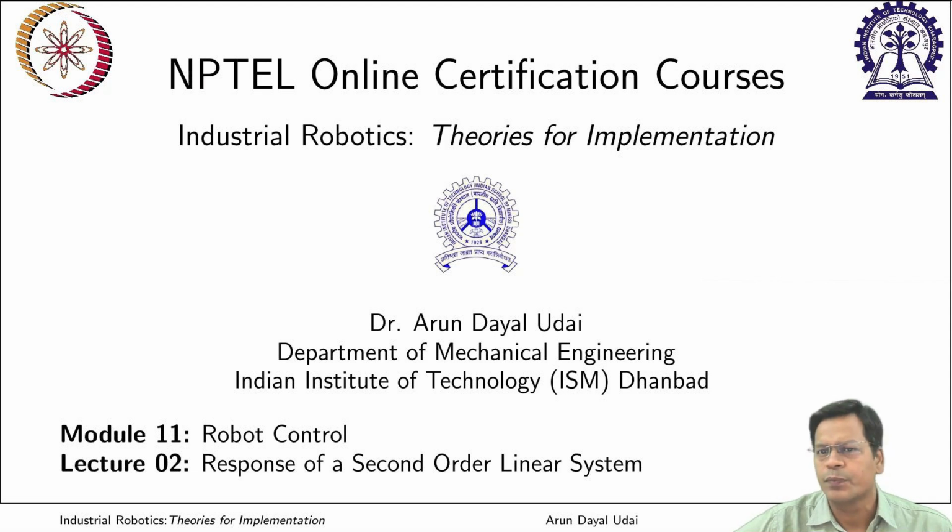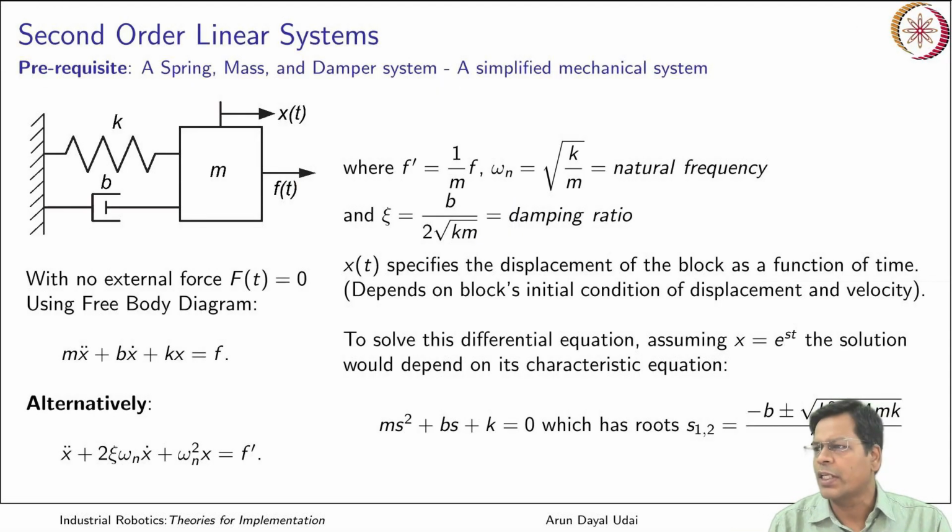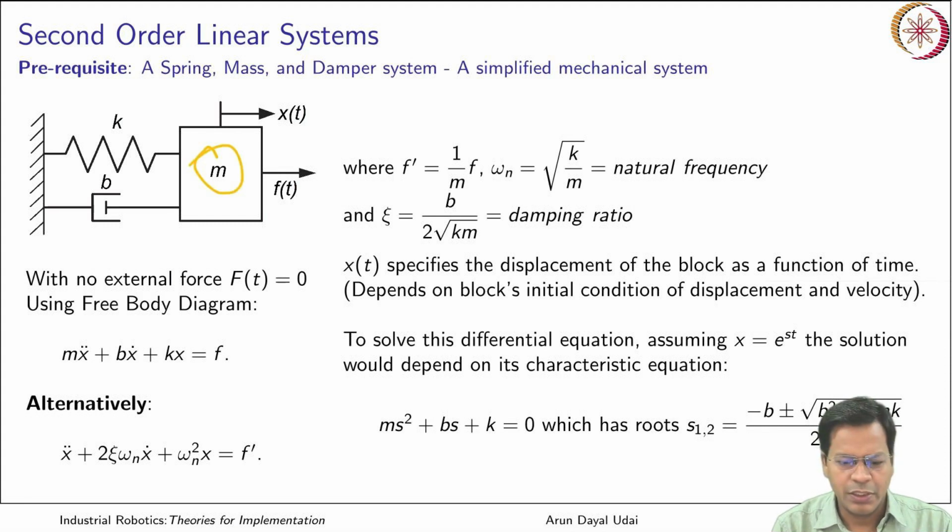So let us continue. This was the slide that you saw even in the last class. This is a typical spring mass damper system. Here is your mass, this is your damper with damping coefficient B, and spring coefficient K. K is nothing but force generated per unit displacement, so the unit could be Newton per meter. Similarly, B is given by force generated per unit velocity of the system, so the units are accordingly.